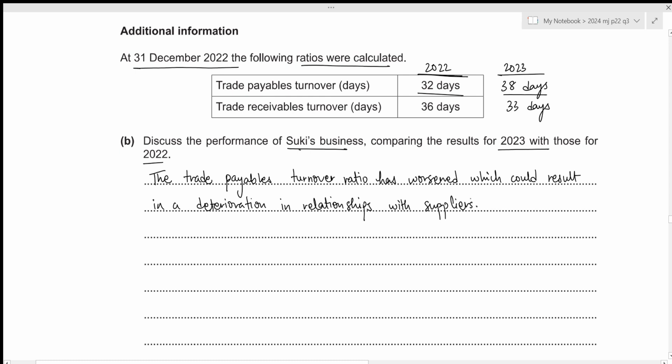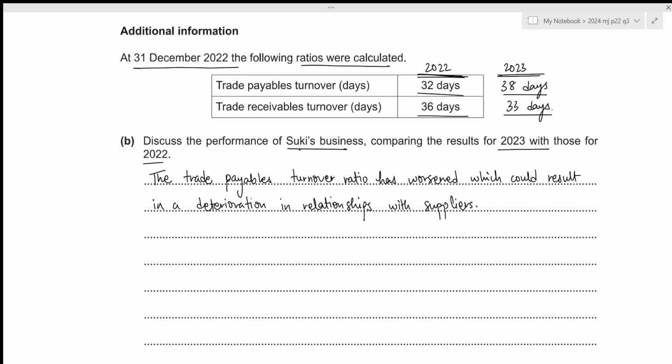Now we repeat the same process with trade receivables turnover. We can see that in the year 2022, it would take 36 days for Suki's business to get the money back from the credit customers, whereas in the year 2023, it takes 33 days for Suki's business to get back the money from the credit customers. We can clearly see that in the current year, it took a lower period of time for Suki's business to get the money back, which is a good thing.